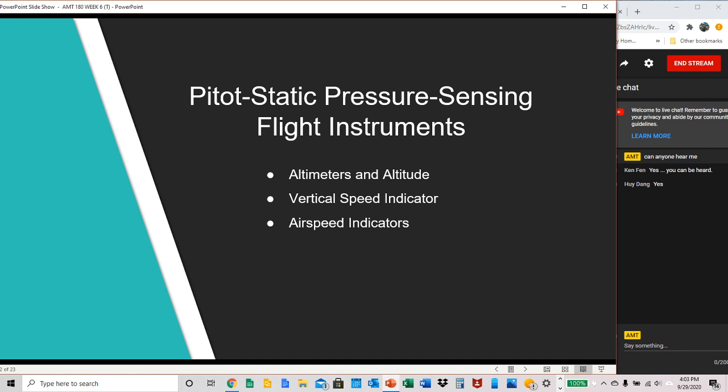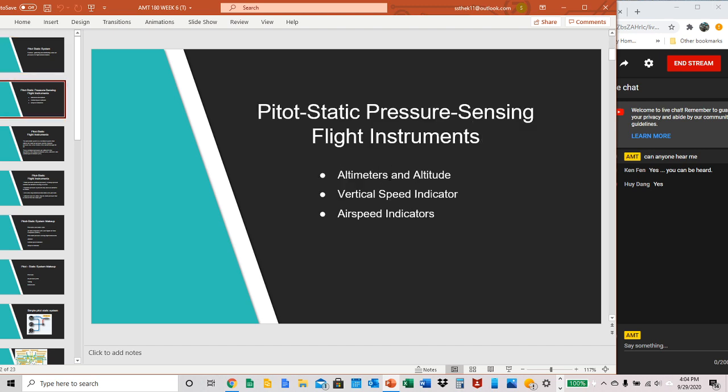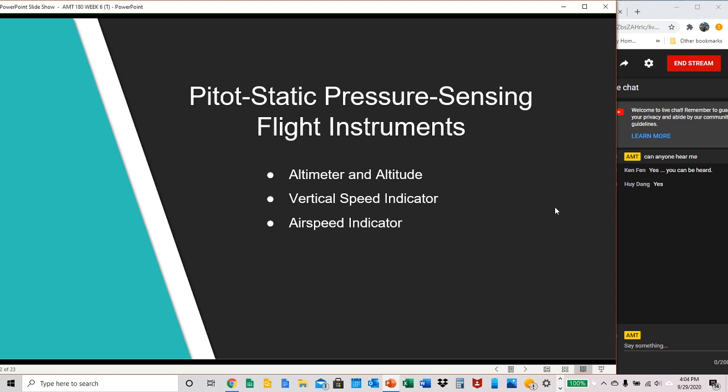Pitot-static pressure sensing flight instruments. So we have the altimeter, which is our altitude reading. We have our vertical speed indicator and our airspeed indicator. And these instruments are all pressure-sensitive instruments. They are monitoring a pressure in order to deliver the information.